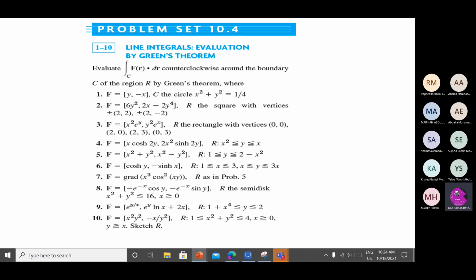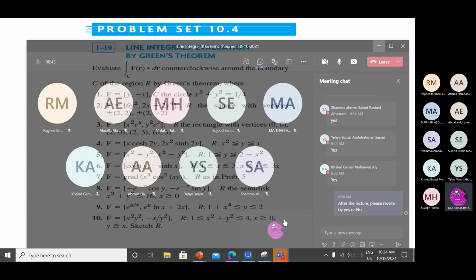Now this is your turn. This is the exercise. I'll stop recording now and I'll ask you to find this one using the line integral and change it into double integral using Green's theorem, and you find the two answers and they must be the same answer, right? And if you have any question, please ask.